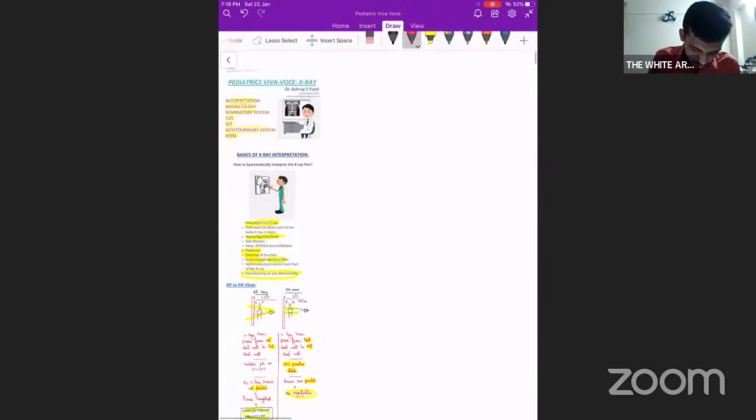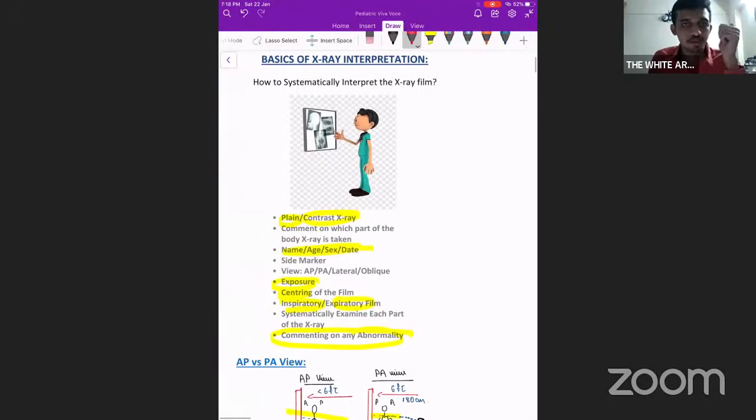Now, finally, to summarize, if you are given an X-ray, so this is a plain X-ray belonging to the chest. Okay, this is the right part of the X-ray, that is the left part of the X-ray, AP view, adequately exposed, well centered, inspiratory film. Okay, and then you comment about each part. So that is how we interpret the X-ray.